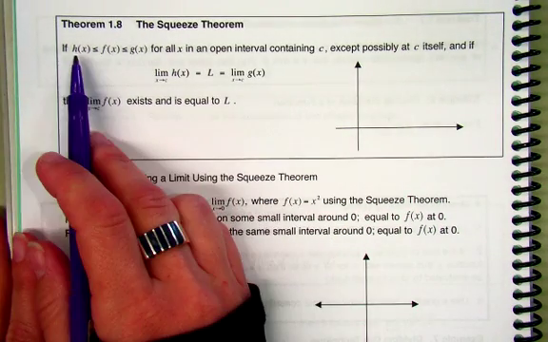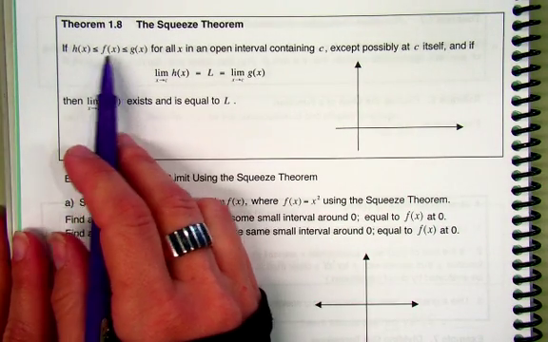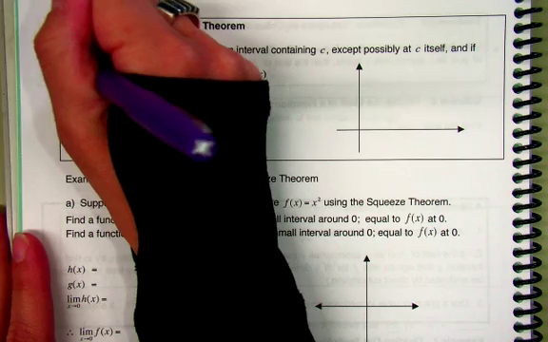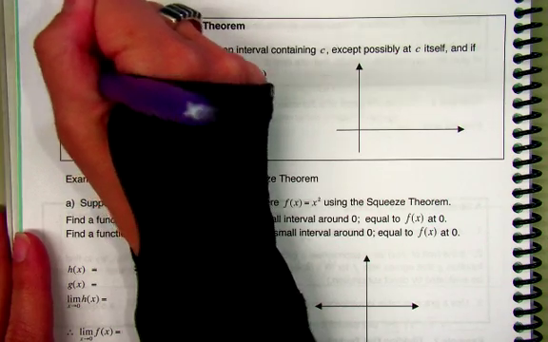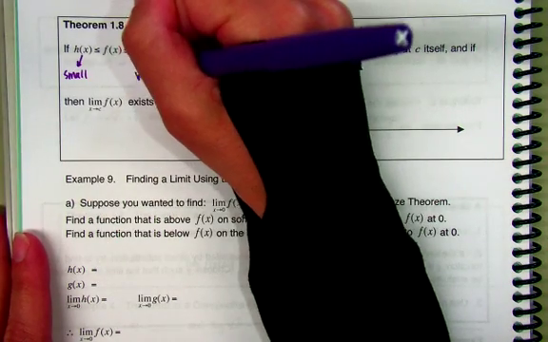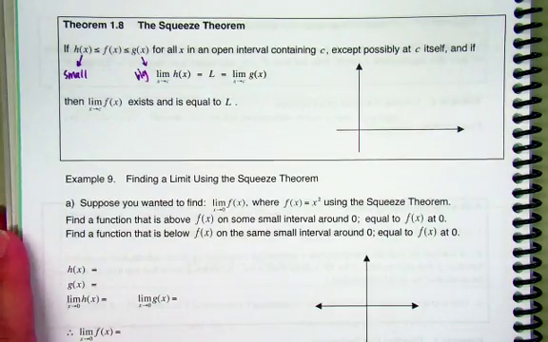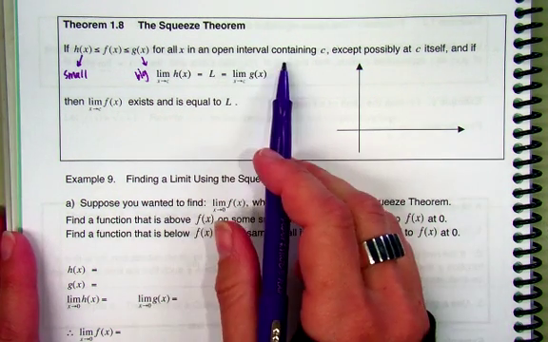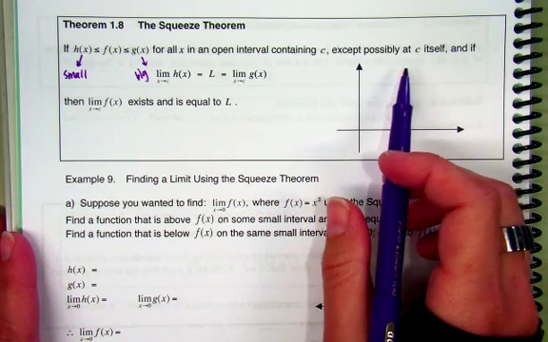It says if you have an h of x which is less than an f of x which is less than a g of x. So the h of x is going to be the below or the smaller function. The g of x is going to be the bigger one, and f of x is the one that's in the middle. The f of x one is basically going to be squeezed between the two. Okay. For all x in an open interval containing c, except for possibly at c itself.